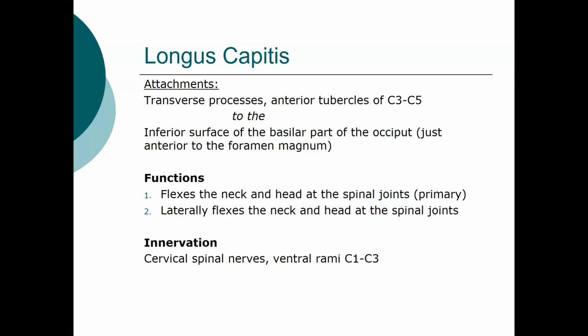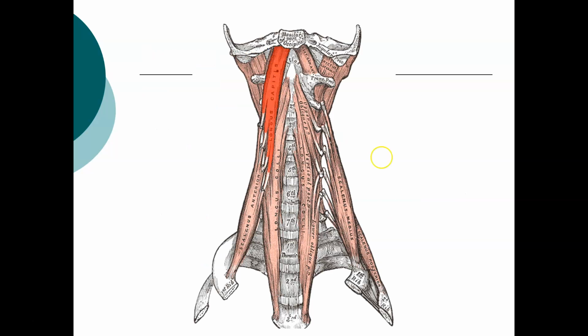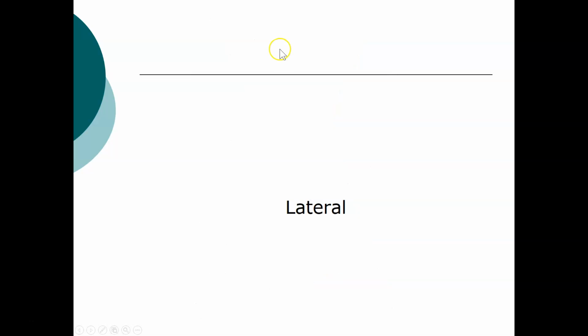Its functions: it flexes the neck and head at the spinal joints, which is its primary function. It also laterally flexes the neck and head at the spinal joints. Its innervation is the cervical spinal nerves, the ventral rami, C1, C2, and C3. So we see longus capitis here. So here was longus colli. Here is longus capitis, and you can see this is the basilar part of the occiput, and it's attaching right onto the occiput of the skull itself.